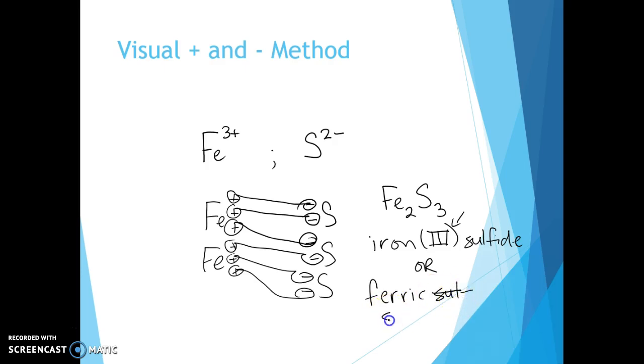Okay, I'm having a little trouble. Sorry. Ferric sulfide. Okay, so those are the two things that we could call that, and that's according to the purple sheet that you were given today. And amazingly, this method works for every single combination of anything we could possibly do.